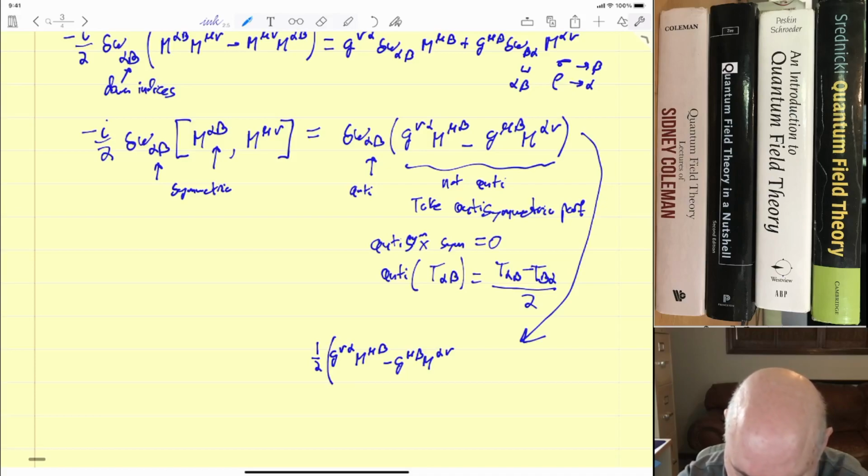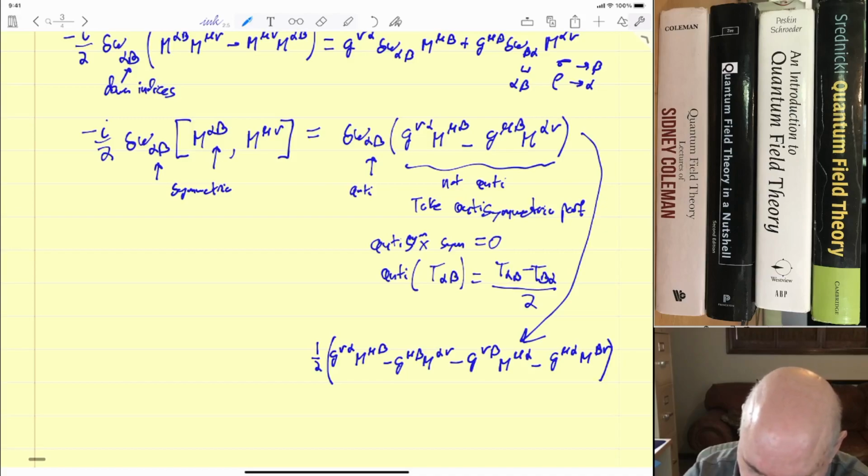So that's exactly what we have here, except we're multiplied by half, and now I have to subtract the other part when we switch alpha and beta. So I have minus G nu beta M mu alpha minus G mu alpha M beta nu. Okay? Now that would be multiplied by delta omega alpha beta equals, I'm going to bring this down here.